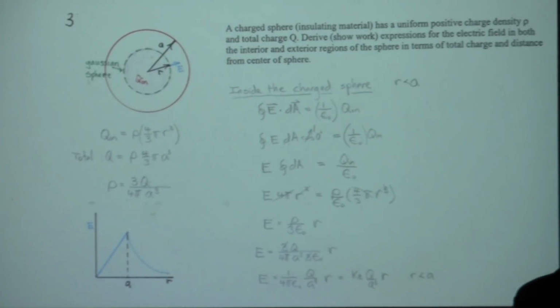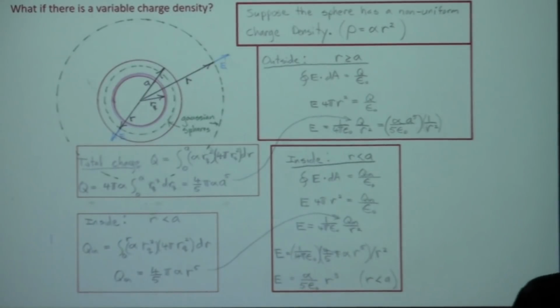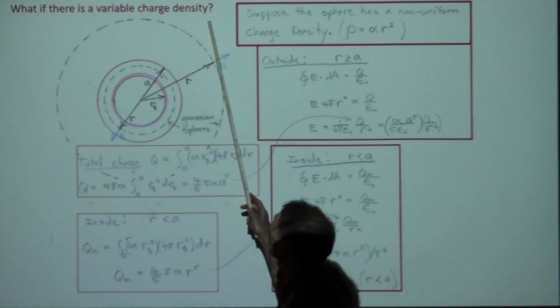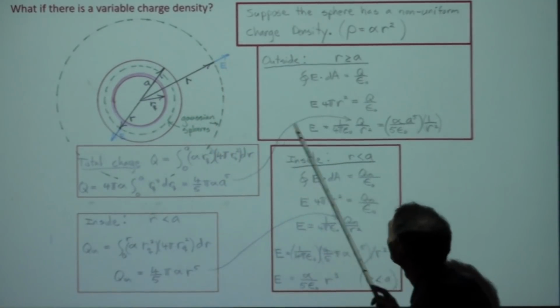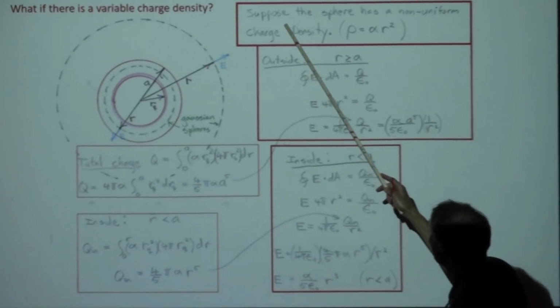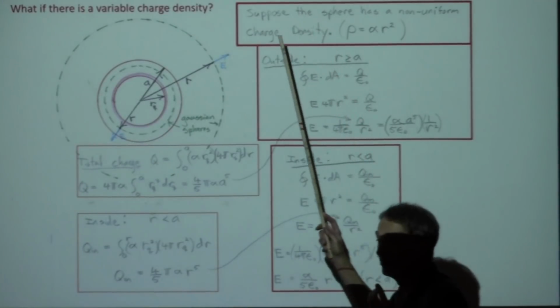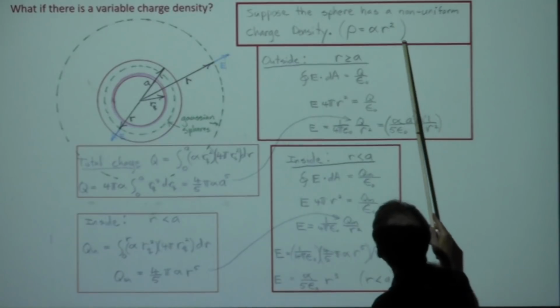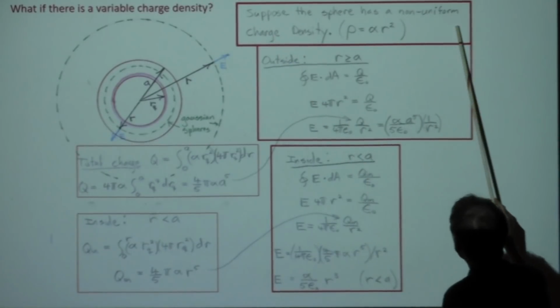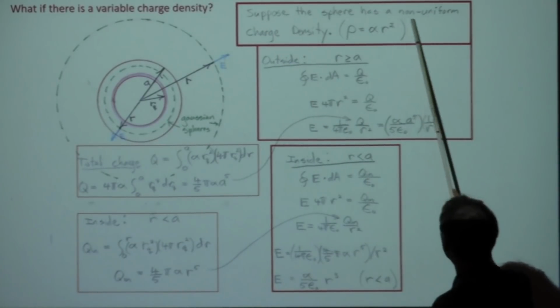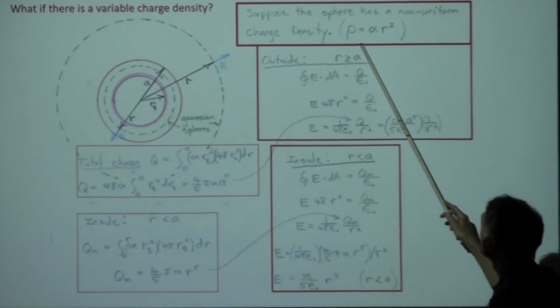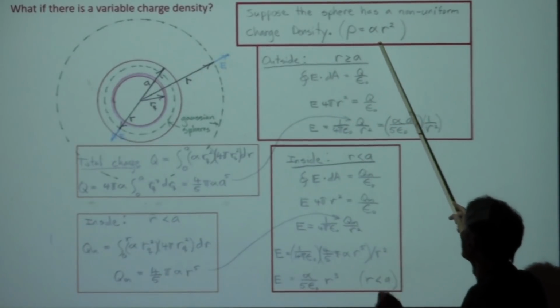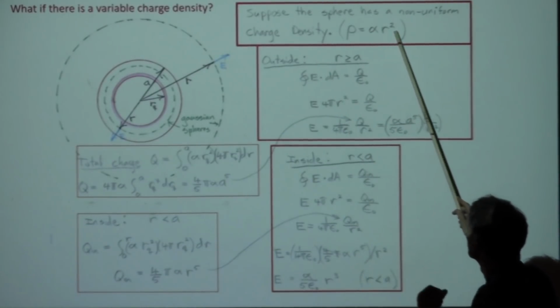Let me now give you a hypothetical one. What if there's a variable charge density? Anticipating your problem. And now here he could just make something up, and he might make something up that makes the calculus easier. Suppose the sphere has a non-uniform charge density, and that rho is, let's just make up this function, some constant alpha times r squared.